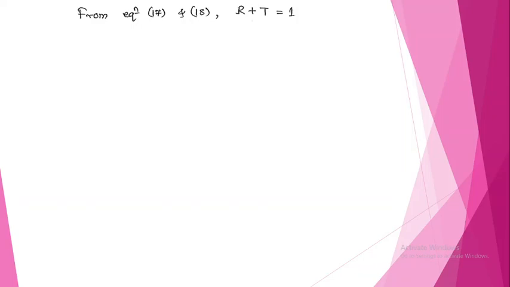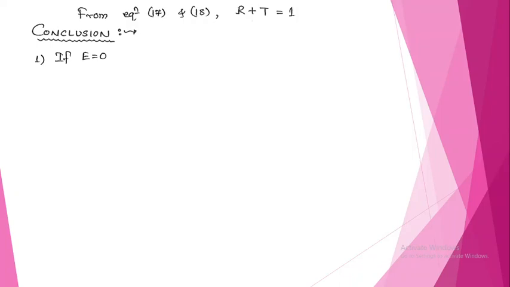It is something like a probability. Total probability is equal to 1. Here the sum of the reflection coefficient and transmission coefficient will be equal to 1. So if you know any one of these values, if you know the reflection coefficient, you can easily find the transmission coefficient or vice versa. Based on this, we can conclude some results.